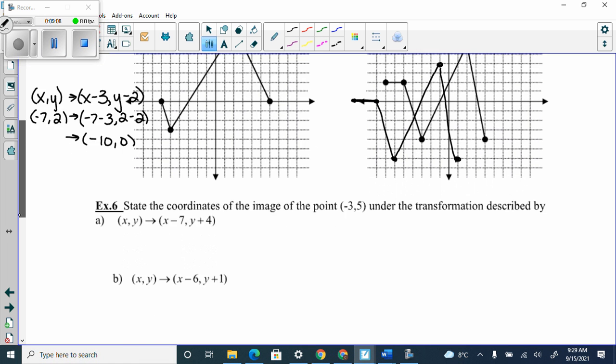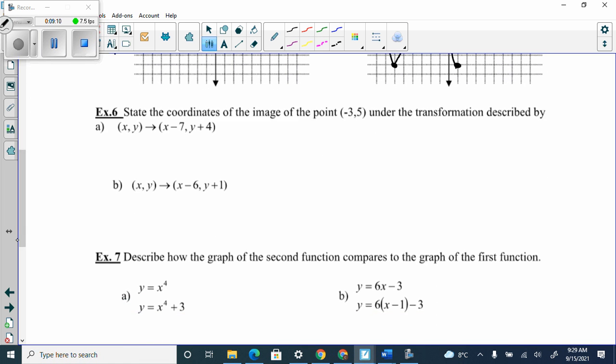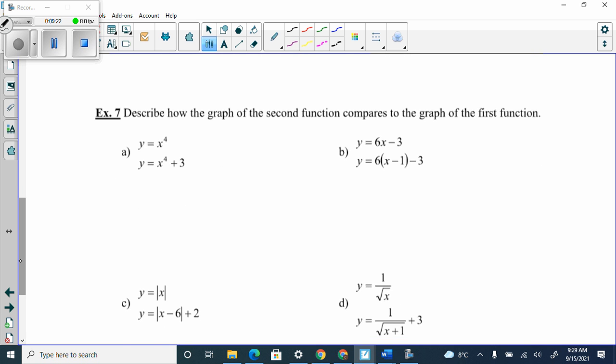So here, I gave you mapping. We're not going to do this one, because what would you just do? Put in the numbers, get an answer, right? Bypass. Go to 7.